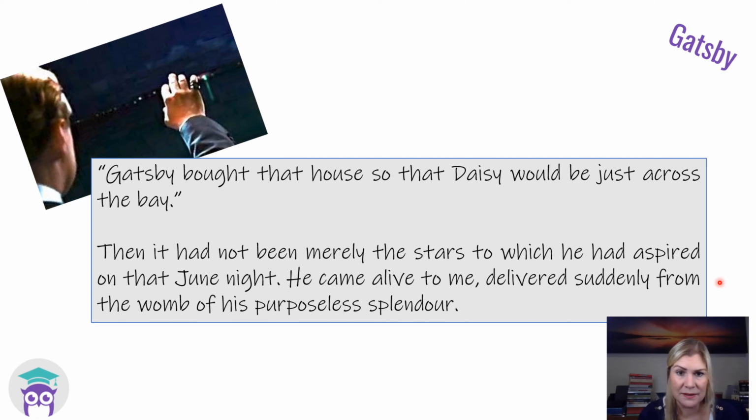And in that moment, he comes alive. Gatsby comes alive to Nick, delivered suddenly from the womb of his purposeless splendor. So this is a metaphor of birth, that up until this point, Gatsby had been in the womb of purposeless splendor. So this sort of waiting period where nothing had any meaning, nothing had any sense. But now suddenly he's been delivered. It's no longer purposeless. He now recognizes that Gatsby had a plan all along. This is one of those moments where Gatsby is becoming great to Nick.